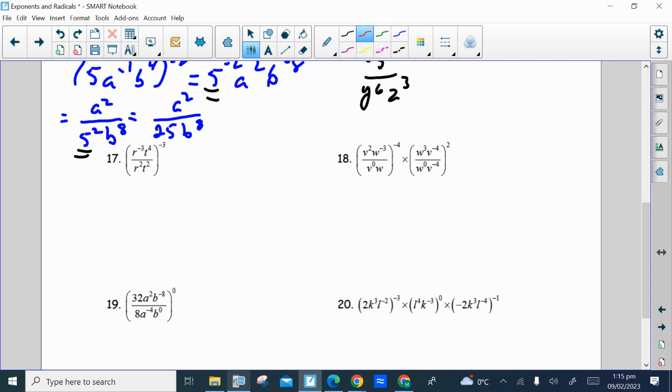All right, question 17. In this case, we can simplify inside the bracket. So how do we divide r to the negative 3 by r to the power 2? What do we do? Subtract what? So what's negative 3 take away 2 equal? Yeah. And what about the t's? What do we do there? And get what? 4 take away 2 is 2.